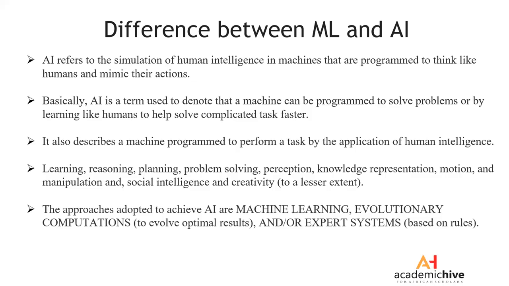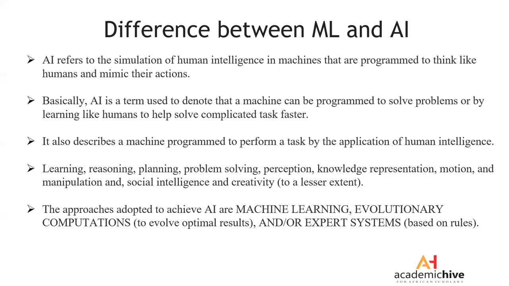The approaches adopted to achieve artificial intelligence are machine learning, evolutionary computations, which involve several optimization schemes, and the application of expert systems based on definition of rules. So this tells us that machine learning is just one of the ways of achieving artificial intelligence. Machine learning models help us to simulate human intelligence in machines, so that such machines can behave like humans.